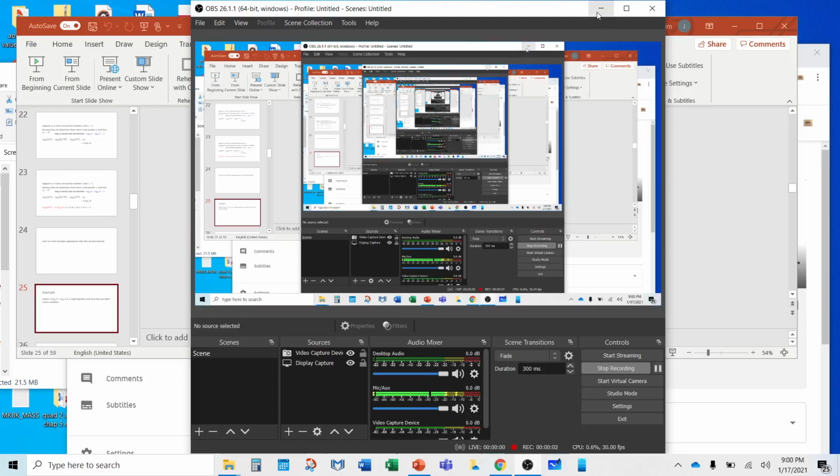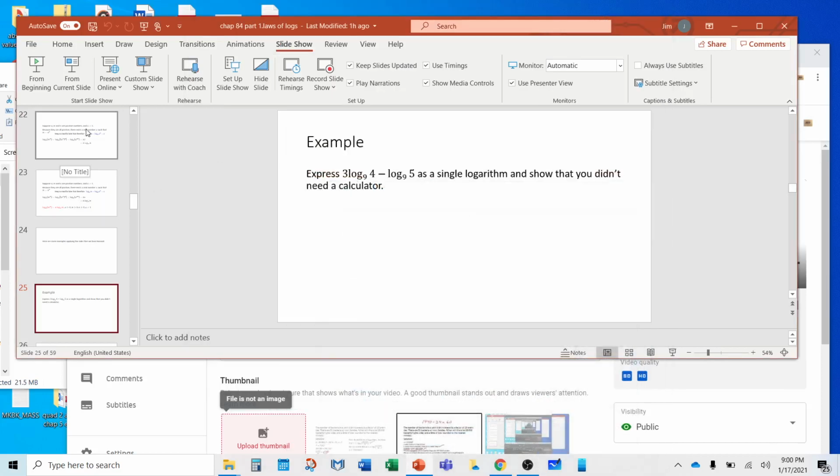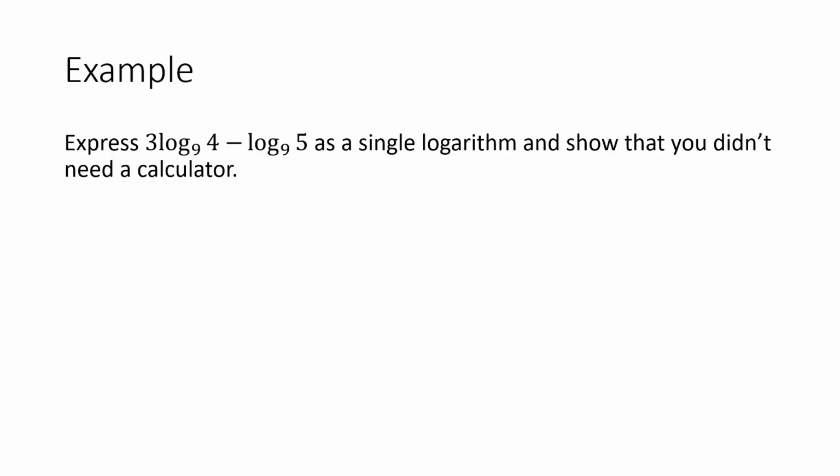In this video, we're going to put to use the three major laws of logarithms. Let's start with expressing 3 log base 9 of 4 minus log base 9 of 5 as a single logarithm and in a way that shows we didn't need a calculator.